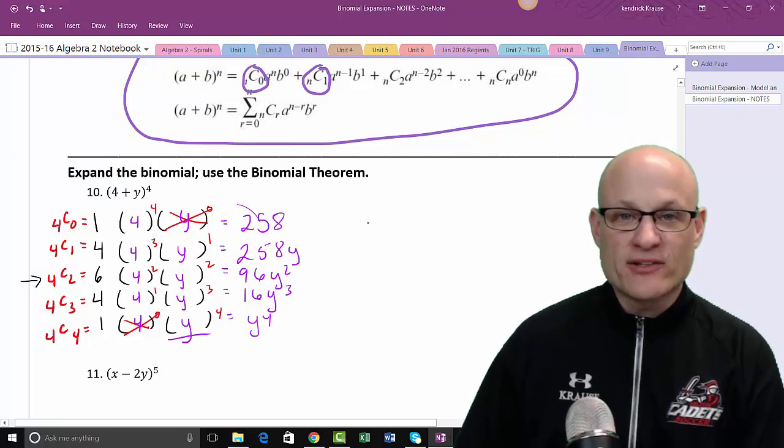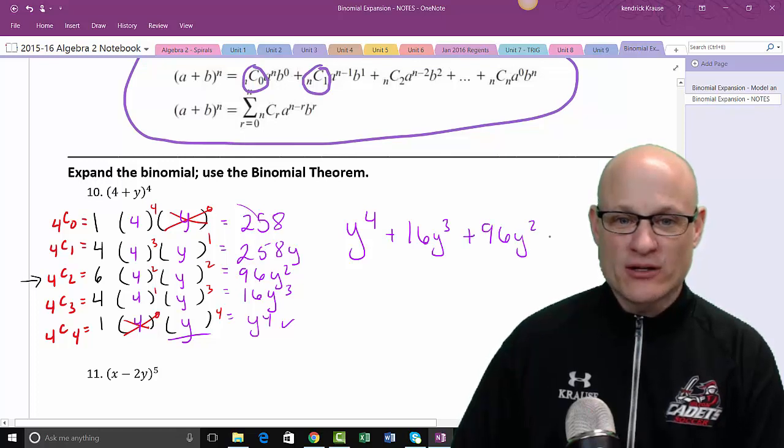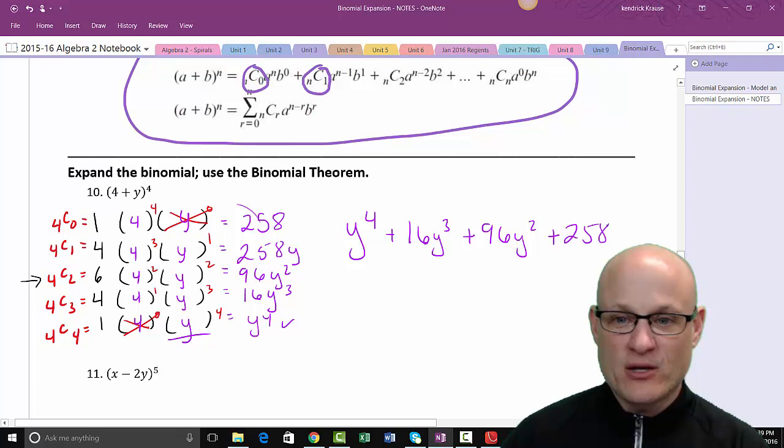So my final answer is, and I would like this in standard form, which means the highest exponent comes first, y to the 4th plus 16y cubed plus 96y squared plus 258y plus 258.